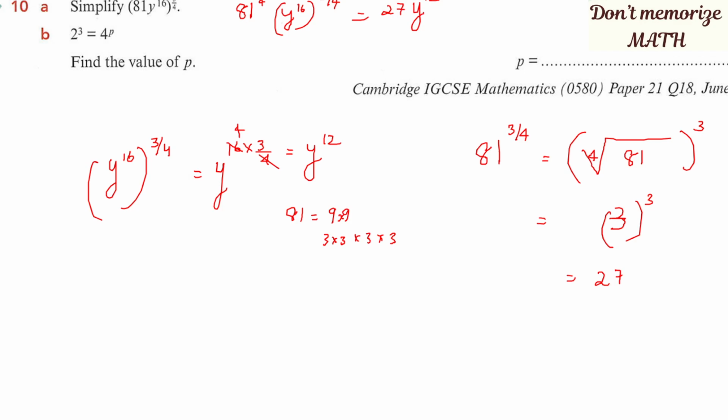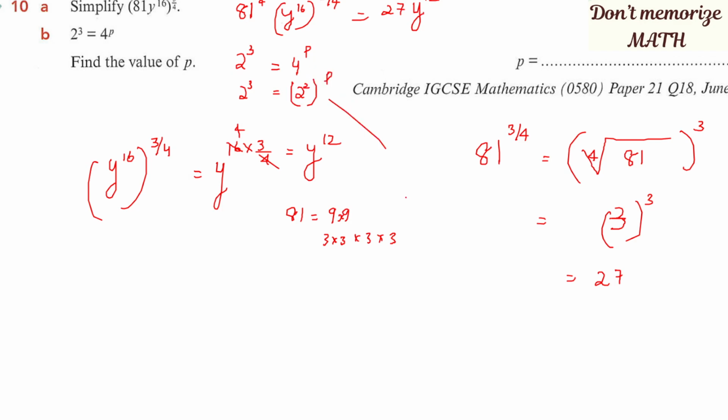Okay, next one. 2 raised to 3 is equal to 4 raised to 3p. Find the value of p. So I will write that one again. Here the base is 2, here the base is 4. So we need to make the base the same. Since 2 is the base, 4 also we'll write as base 2. 4 is 2 square, then you have power p.